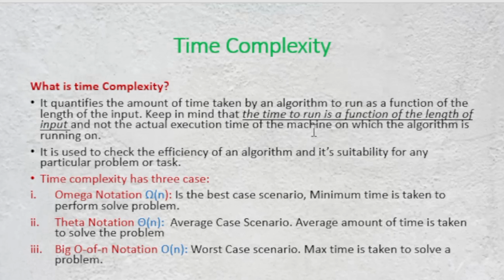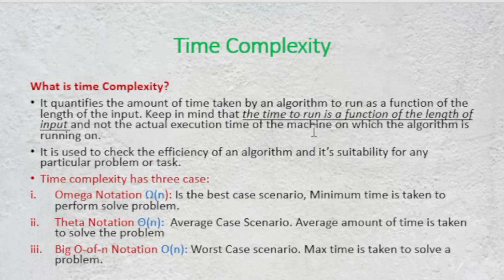First of all, we have omega notation. Omega notation is basically a notation used for the best case scenario in time complexity. What does best case scenario mean? It is the minimum time taken by an algorithm to perform its task or to solve a problem. So that is what we call the best case scenario in time complexity, and we represent that by omega notation, right? And next we have theta notation.